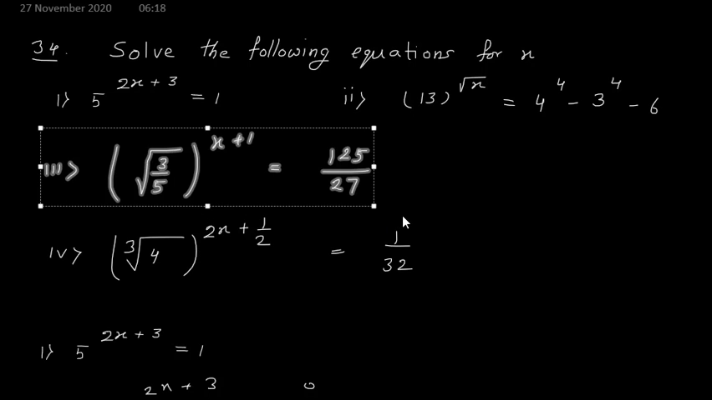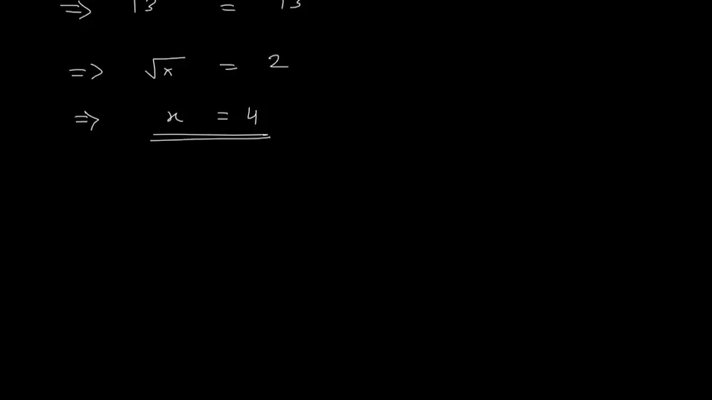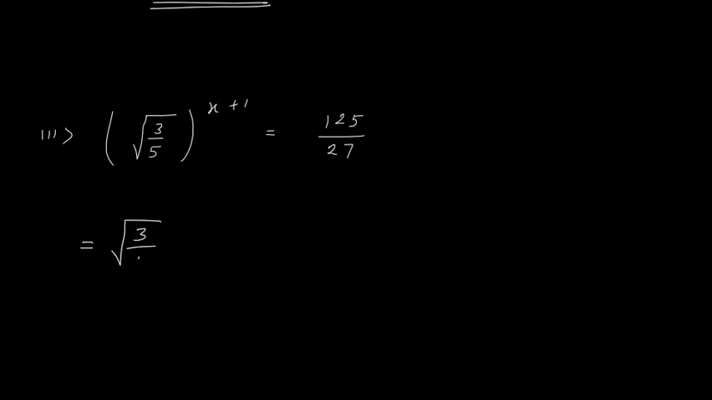Third question. Here we have root 3 by 5 power x plus 1 is equals to 125 upon 27. So this implies root 3 divided by 5 power x plus 1 is equals to, now here this 125 is 5 power 3 and this 27 is 3 power 3. So this is 5 upon 3 the whole power 3.